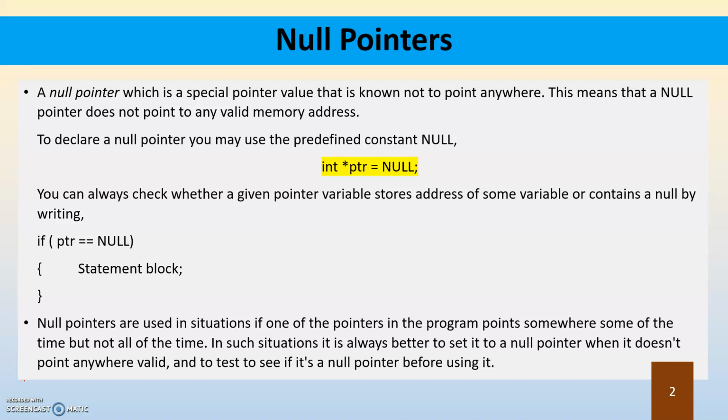Now, what is the use of the null pointer? Here you can see there is an if statement block. We already know about the if statement: if the condition is true, then the statement block will be performed. If the condition is false, the statement will not be performed. So if ptr == NULL, the condition becomes true, and the statement block will be performed.